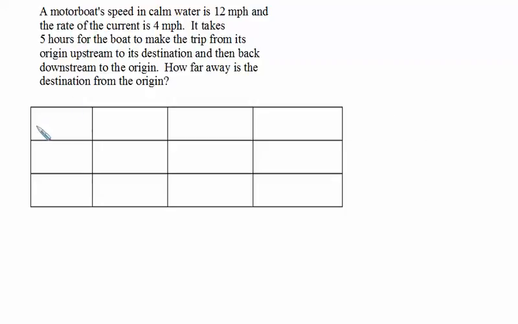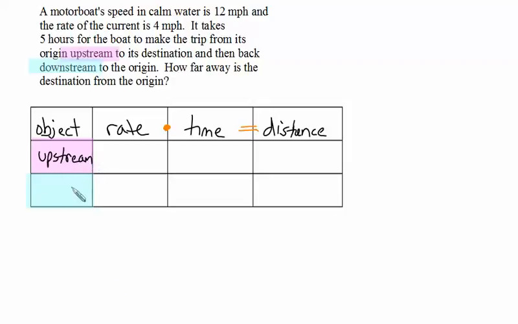First thing we do is we have this table, and we title each of the columns the following: object, rate, time, and distance. And the key to this table is the concept that rate times time is equal to distance. Now in this problem we also want to fill in what the two objects would be. On the one hand, we have a trip upstream from an origin to a destination, and on the other hand we have a trip downstream. So when we fill this in, we will use those labels: upstream and downstream.